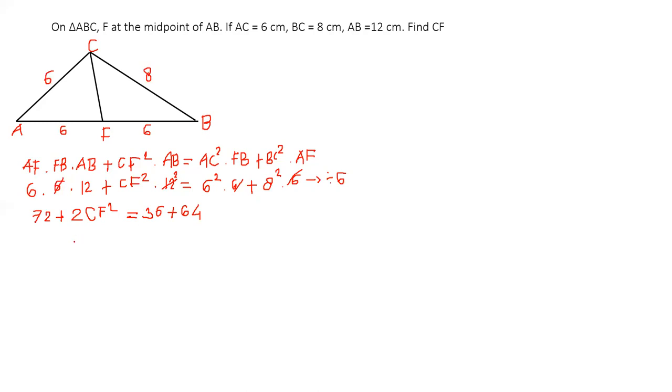So 2 CF squared equals 36 plus 64, which is 100, 100 minus 72. So CF squared equals 28 divided by 2.